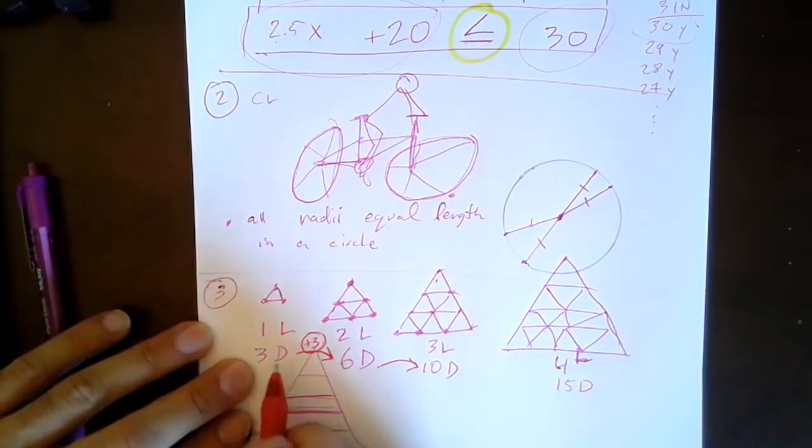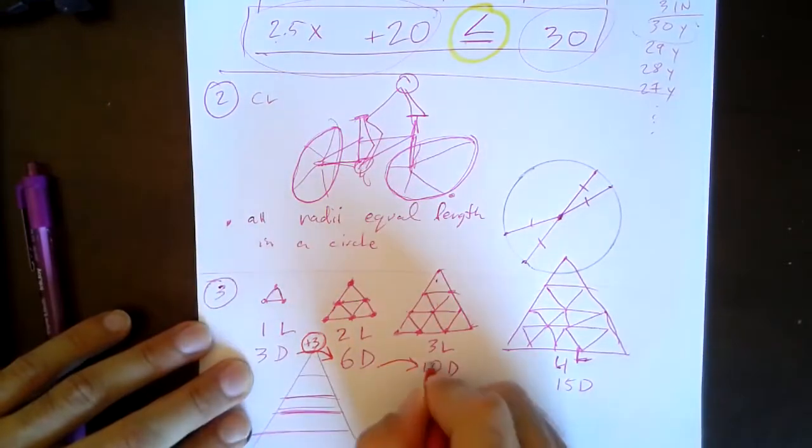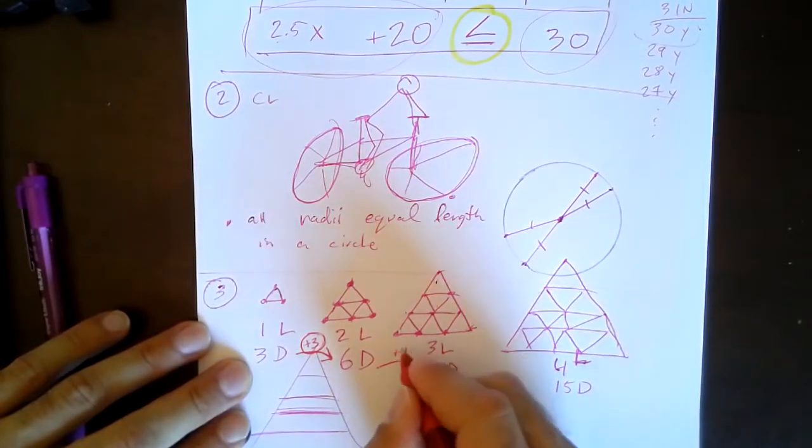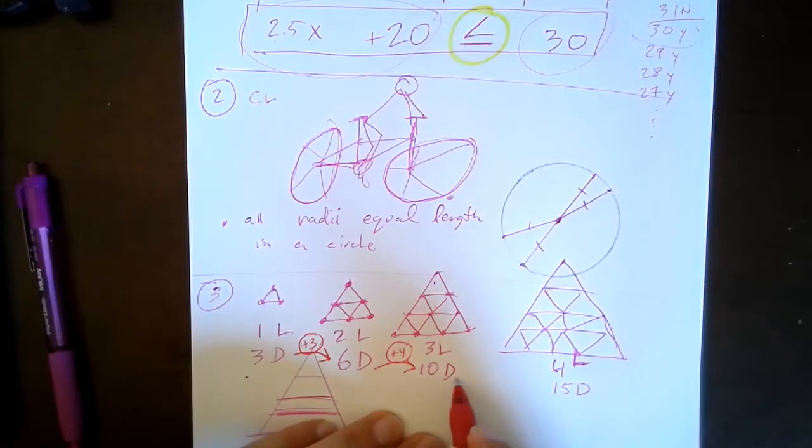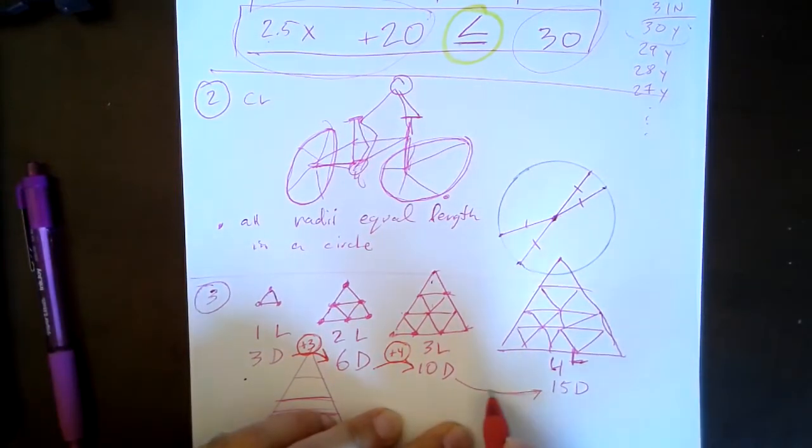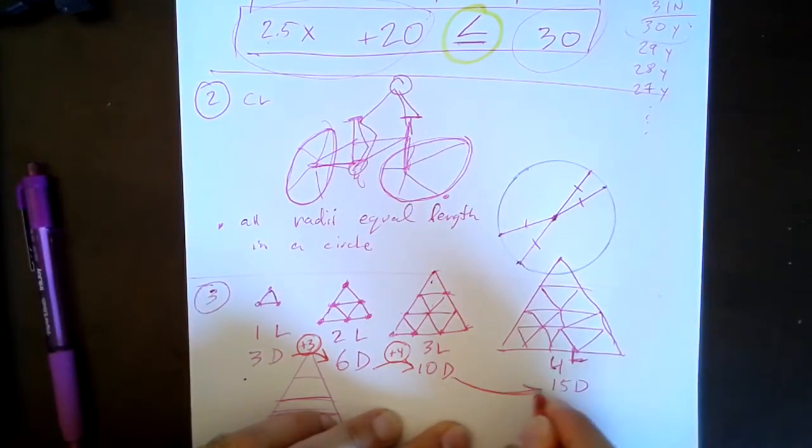Find the pattern. 3 to 6, you add 3. 6 to 10, what do you do? Good, Tao. It is a sequence. Good. This is related to sequences. That's all patterns are. Okay.